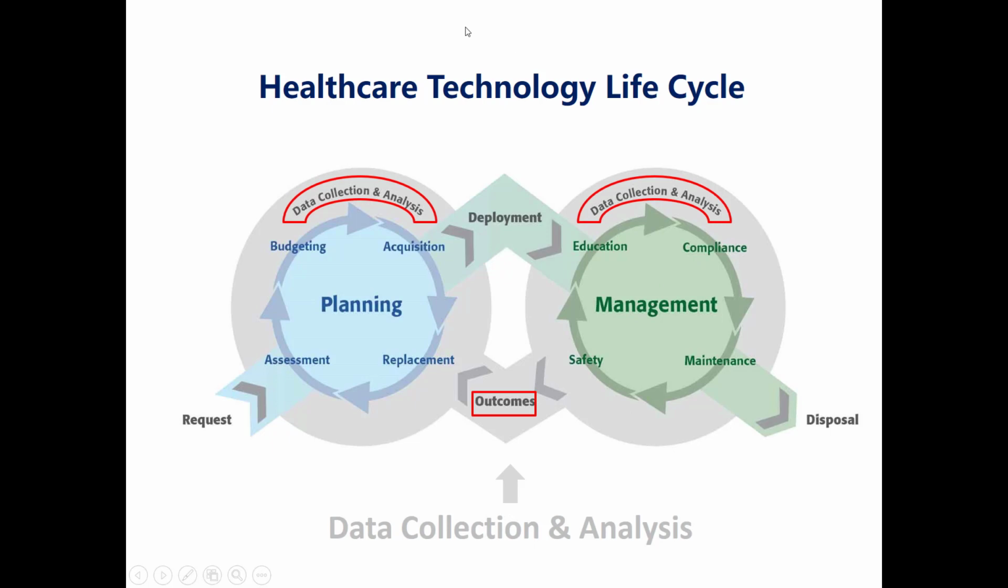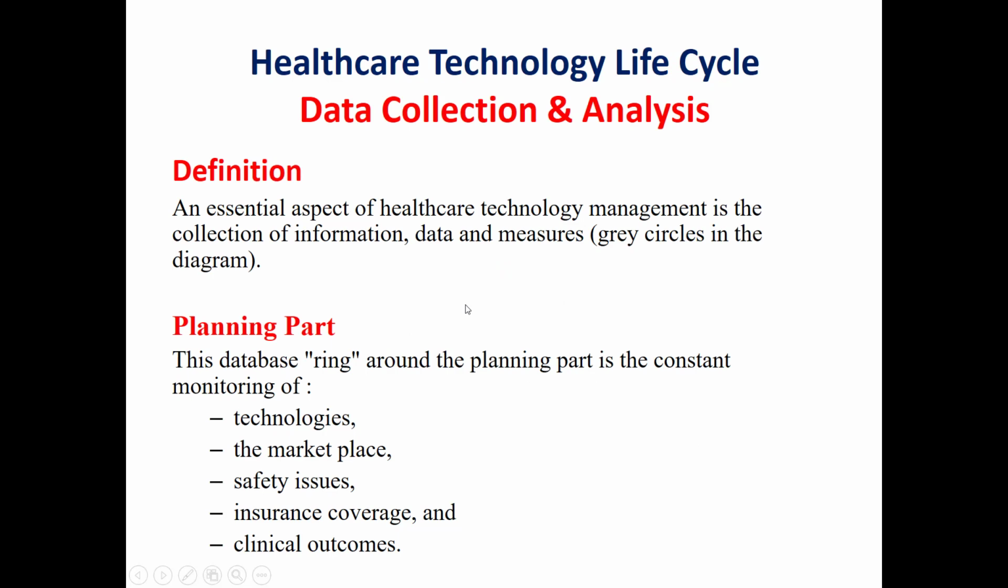Another important point in the healthcare technology life cycle is the data collection and analysis and the outcomes. The data collection and analysis is important, as we said before, in the planning part and in the management part. The outcomes are also important to provide feedback from the management to the planning part. So, data collection and analysis. An essential aspect of healthcare technology management is the collection of information, data, and measures, which have been shown in the previous chart as gray circles.